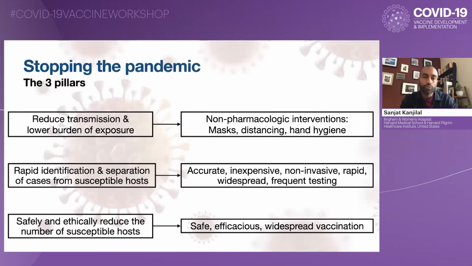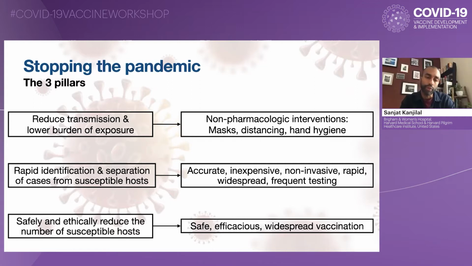So stopping the COVID-19 pandemic really rests on three fundamental pillars. The first is to reduce opportunities for transmission and lower the burden of exposure when a transmission event occurs. And we achieve this through non-pharmacologic interventions such as masks, social distancing, and hand hygiene.